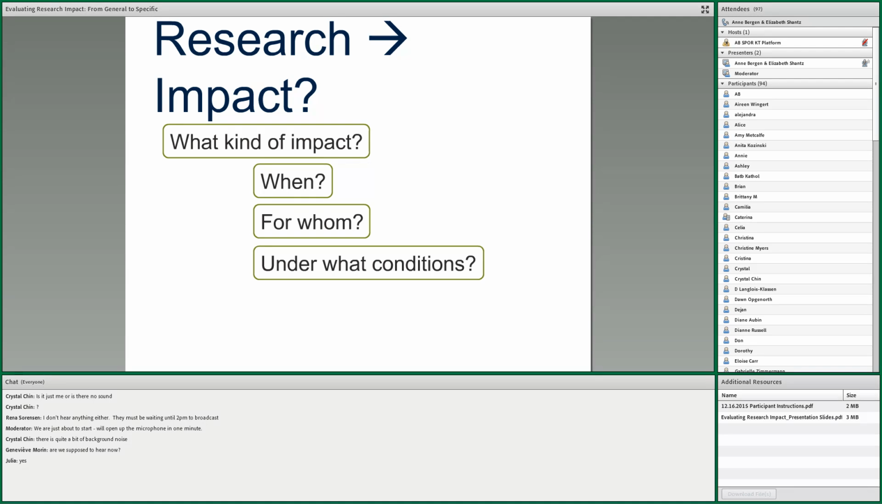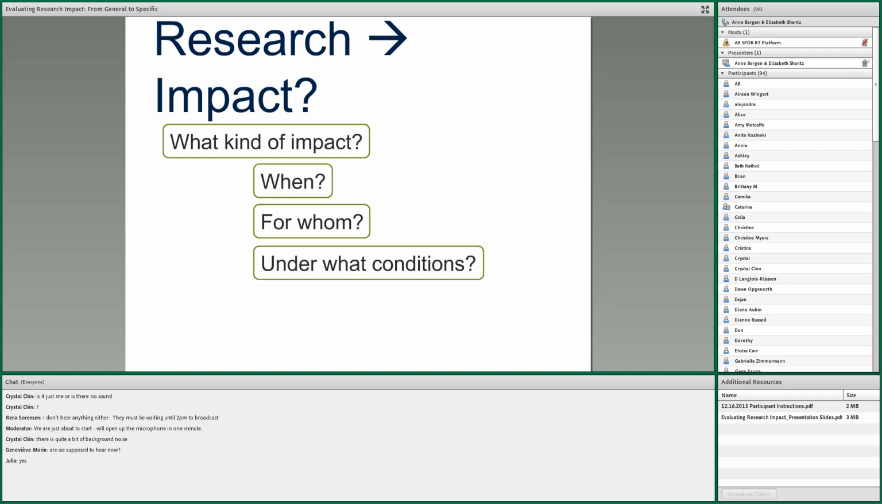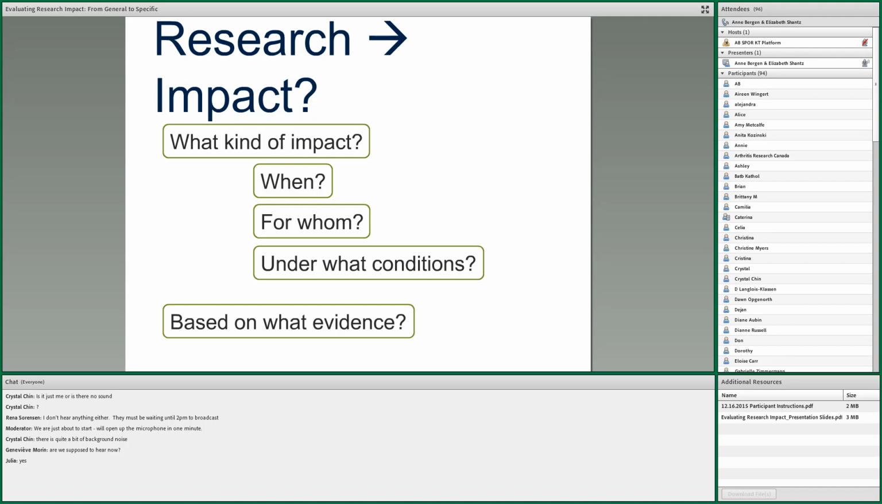You might want to think, under what conditions does research impact happen? Does the research or a particular kind of research always lead to a certain kind of impact, or is there a particular context that needs to be in place for the impact to happen? And finally, the big question is impact based on what kind of evidence?